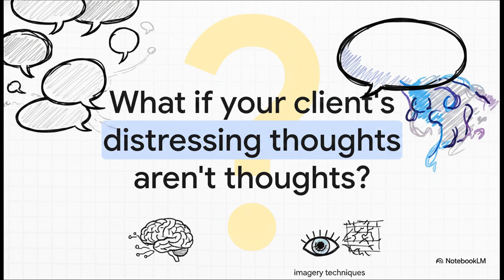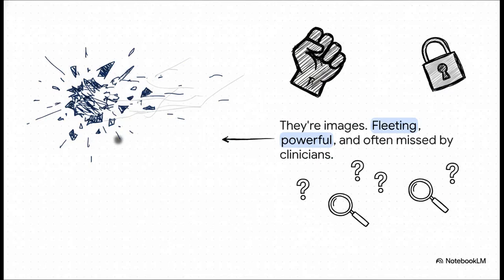I want you to think about something for a second, something that might just change how you run your next session. What if those automatic thoughts we're all so good at hunting down are only half the story? What if the thing that's really driving your client's anxiety, their sadness, isn't words at all? That's right. They're images. We're talking about these mental pictures that can flash through a person's mind in a split second. They can be super distressing, and you know what? Clients are experts at pushing them away so fast they barely even notice them.